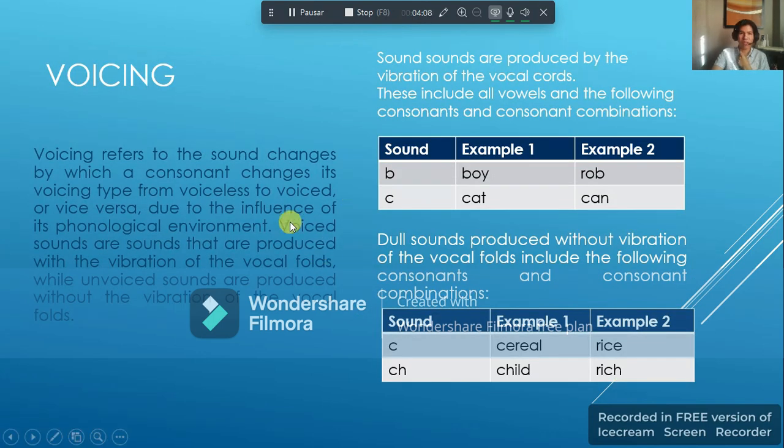Now we have the voicing. The voicing refers to the sound change with a consonant change, from voiceless to voiced or vice versa, due to the influence of the phonetic environment. Voiced sounds are sounds that are produced with the vibration of the vocal folds, like this.